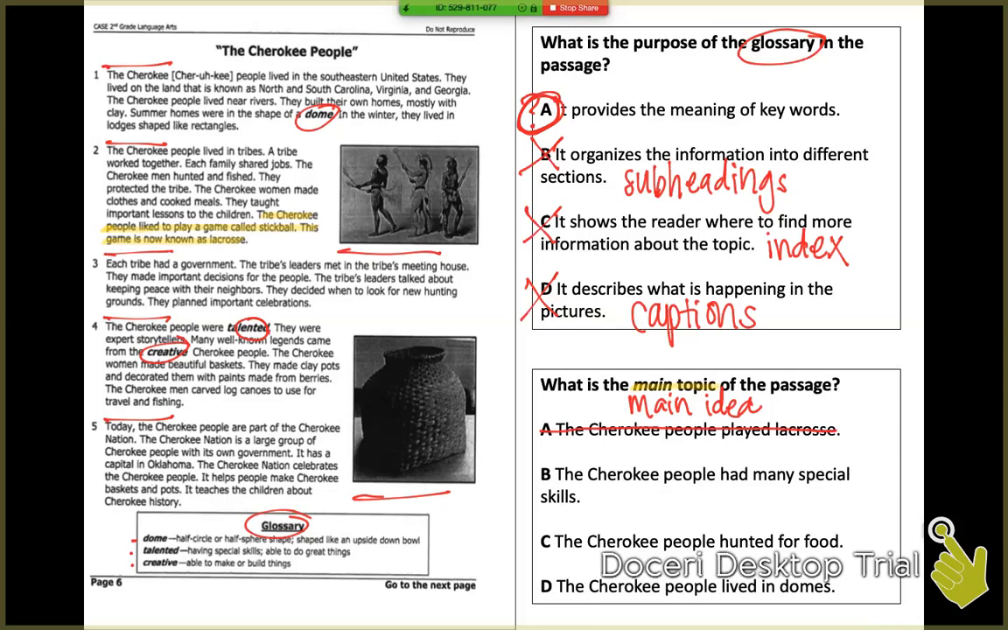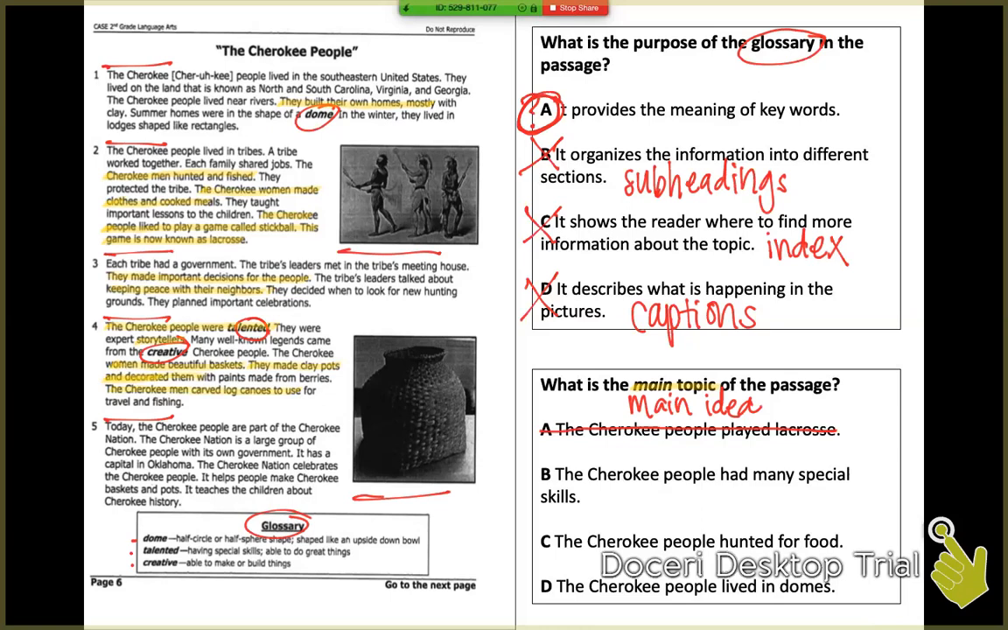Let's go look. So one of their special skills in paragraph 1 was they built their own homes. One of their special skills in paragraph 2 was that the men hunted and fished and the women made clothes and cooked meals. In paragraph 3, it talked about the government and how the government made important decisions for the people. They kept peace with their neighbors. Paragraph 4 all focuses on how they were talented. It said about how they were storytellers. The women made baskets. They made clay pots and they decorated them. The Cherokee men carved log canoes.